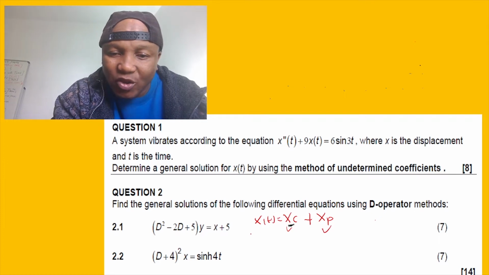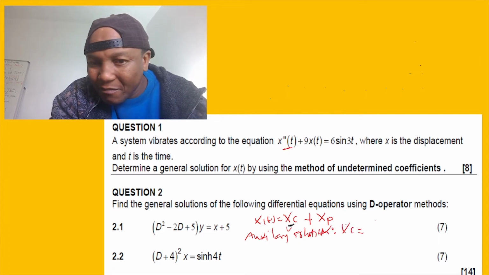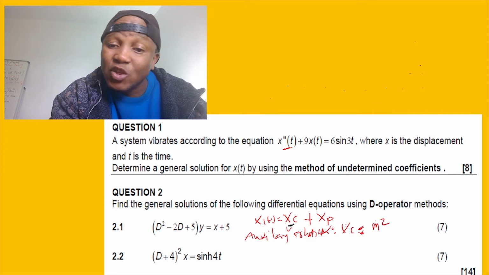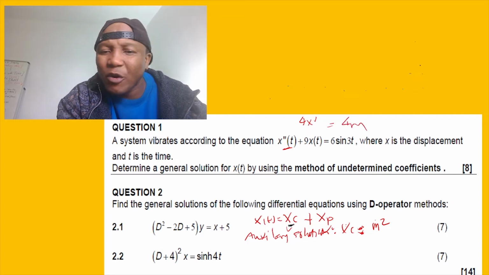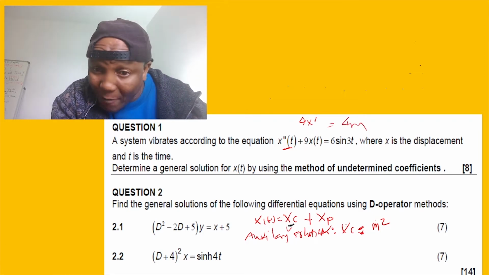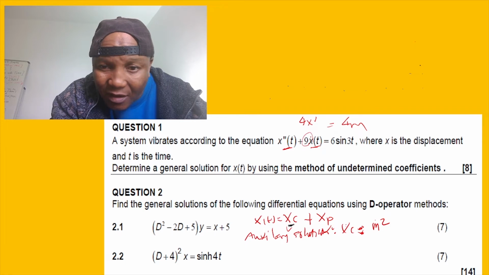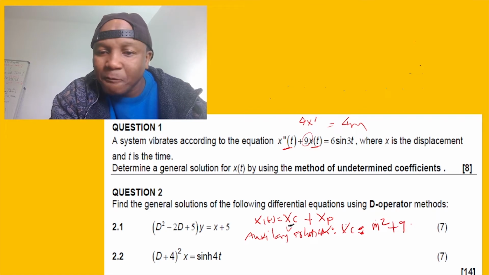So now let's find the auxiliary solution, which is xc. This is going to be m squared. Some people use r. We don't have a first derivative. If we had, let's say, 4x prime, then it would be 4m. But now we don't have a first derivative, so no m. If you have just x(t), do not write m, just write the number which is here. So now it's simply m squared plus 9 equals 0.